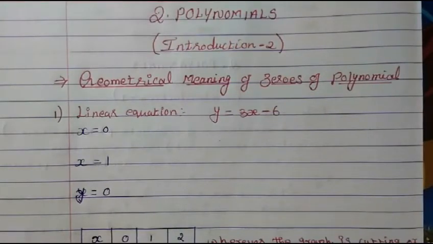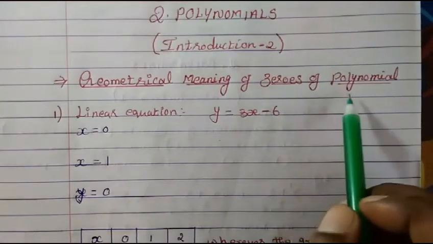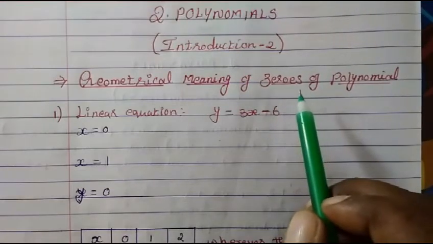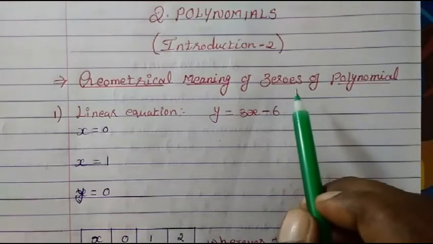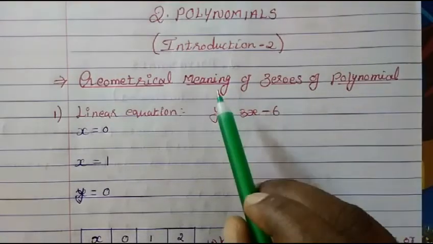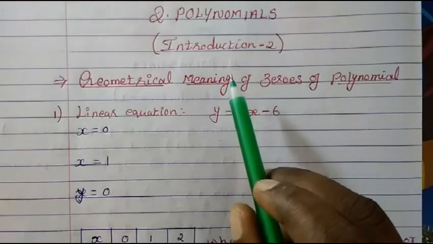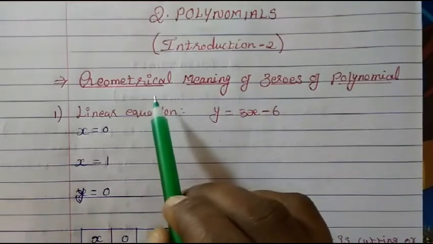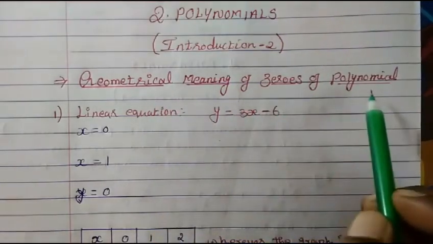Today we are going to study from class 10, chapter 2 Polynomials, Introduction 2. Already in introduction part 1, I have explained to you the meaning of the zeros of polynomial, the types of polynomial, what is a polynomial and zeros of the polynomial. Now in this introduction part 2, we are going to learn mainly the geometrical meaning of zeros of polynomial.